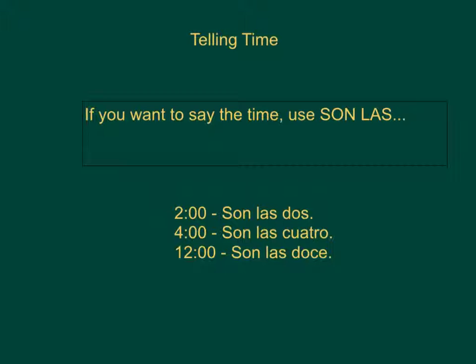The basics of telling time are really easy. All you have to do is use son las and add in the number that you want. So if it's 2 o'clock, son las dos. If it's 4 o'clock, son las cuatro. If it's 12 o'clock, son las doce.